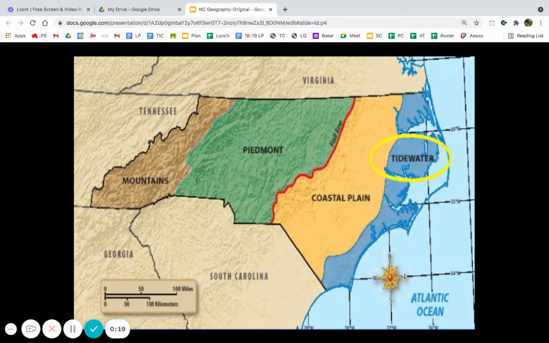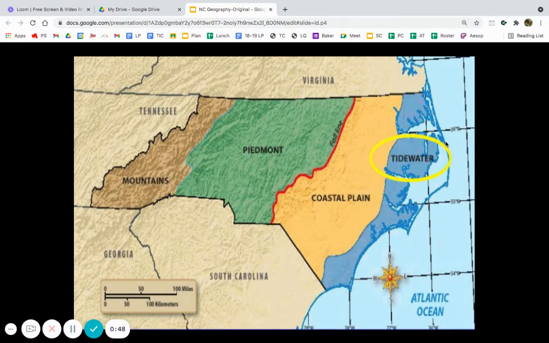And you can see here in this map that I have up that North Carolina is divided up into four regions. We have the Tidewater, Coastal Plain, Piedmont, and the Mountain region. And it is bordered by several states: Virginia to the north, Tennessee to the west, Georgia to the southwest, and South Carolina to the south. It is also bordered on the east by the Atlantic Ocean.